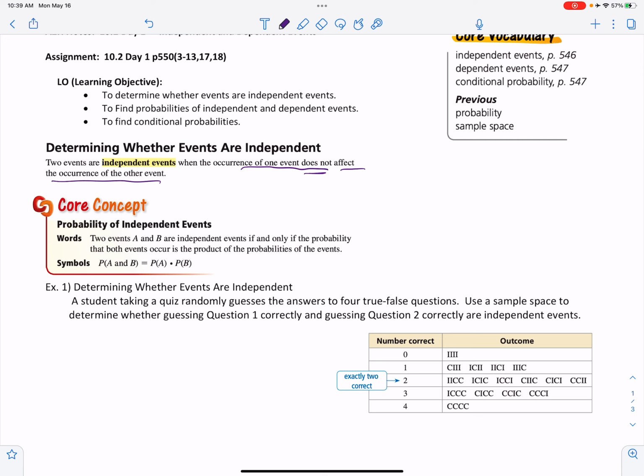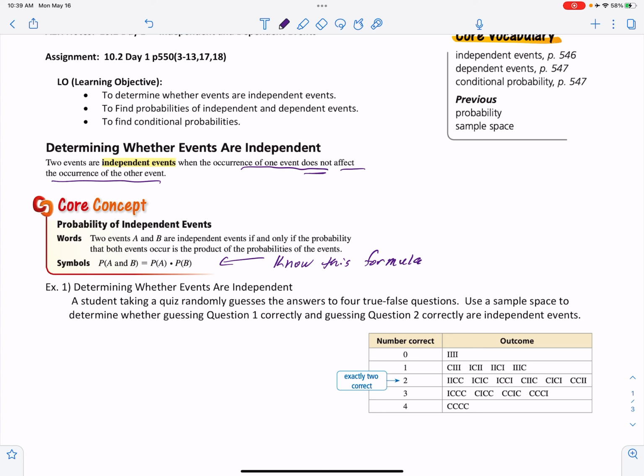So anyways, there's a formula that you need to know. The probability of independent events: two events A and B are independent if and only if the probability that both events occur is the product of the probabilities of the events. You need to know this formula.